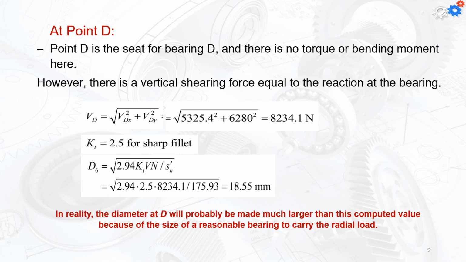So in reality, the diameter at D will probably be made much larger than the 18.55. And this will be because the size of the reasonable bearing strength at these points is definitely going to be larger.